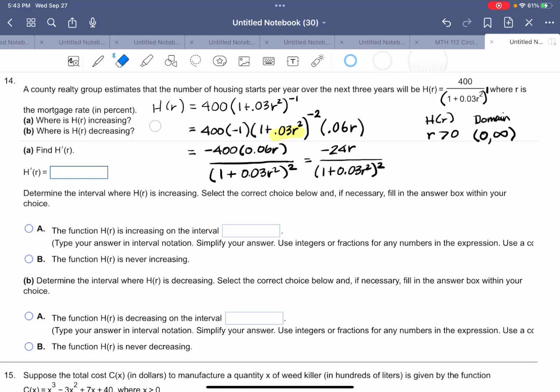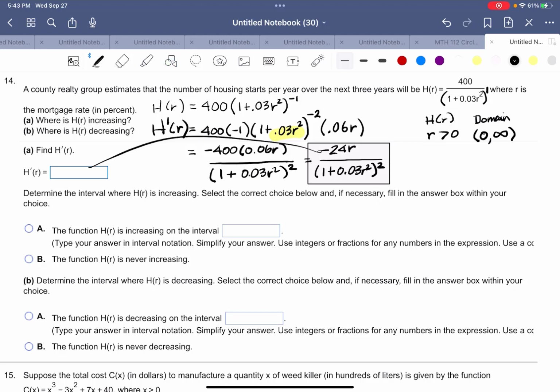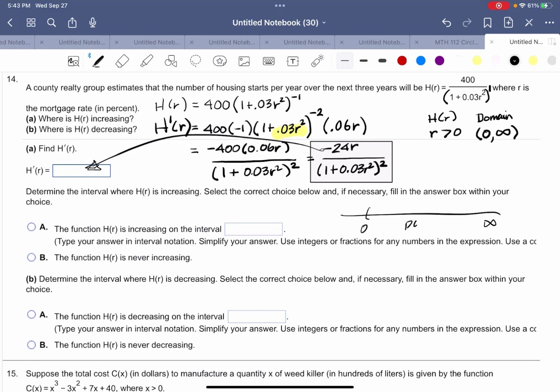Now the next thing I have to do is take a look at my derivative. By the way, I should label this h prime of r. Okay, so this is my derivative right here, and that's the answer that they want in this first blank. Now I'm going to look at the sign of this thing, and I'm going to be looking from 0 to infinity. Well, all of these are positive numbers because they're all bigger than 0.